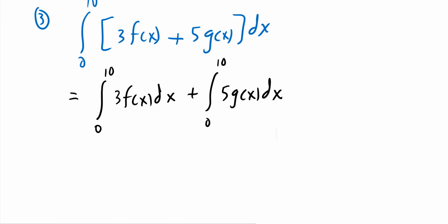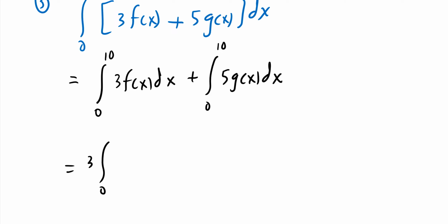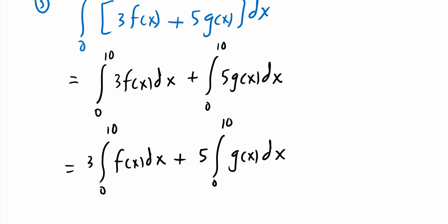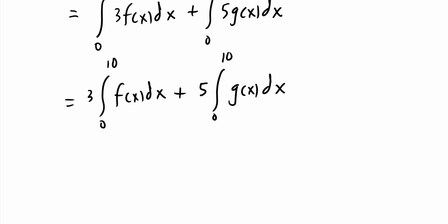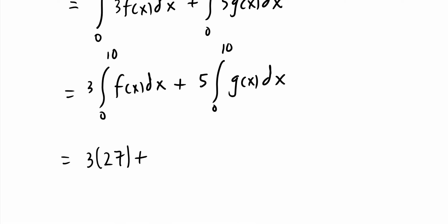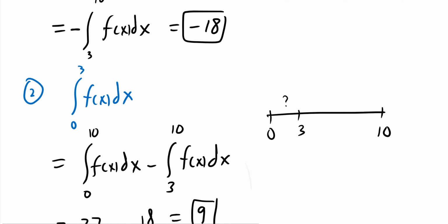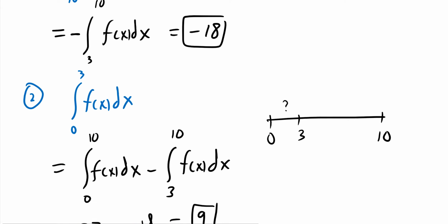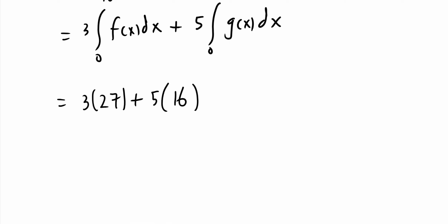Now what about these constants, the 3 and 5? We take the 3 out, 0 to 10 f of x dx, plus 5 out, 0 to 10 g of x dx. Okay, now what we can do next is the first one is given to us, 0 to 10. It was given as 27. So that's 27 here plus 5 times g of x. Don't confuse g of x with f of x. g of x was 16. So there's 16 here. And 3 times 27 is 81, and 5 times 16 is 80.